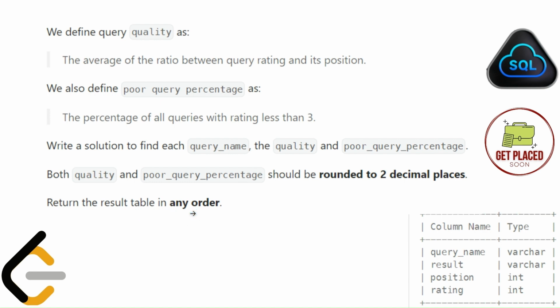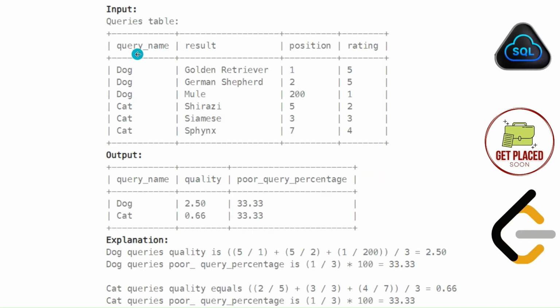Now let's check an example. Here you can see we have this queries table. You can see the query name, the result, the positions, the ratings. And we have two queries, that is dog and cat. We are supposed to calculate the quality and poor query percentage. First let's understand how to do it. First let's focus on the quality part.